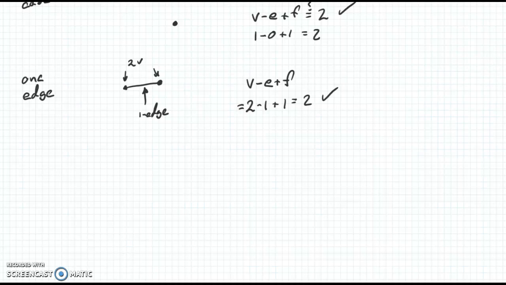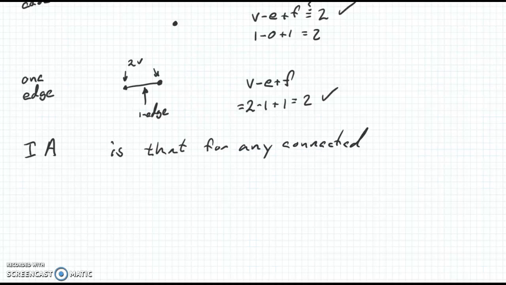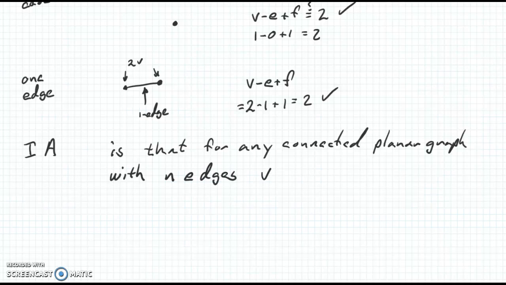So I'm going to induct on the number of edges, so my inductive hypothesis, or actually I should really call this my inductive assumption, I'll just call that IA, is that for any connected planar graph with n edges, vertices minus edges plus faces is equal to 2.